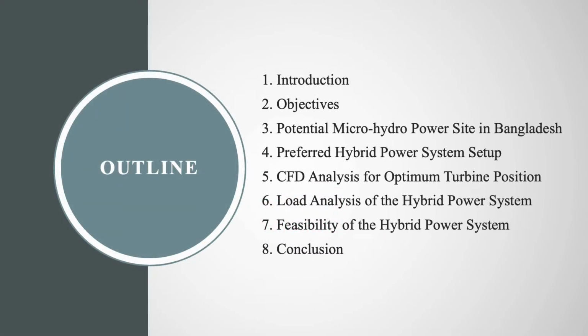In this slide, I have arranged the project outline in several sections and I will be brushing through these sections. The introductory part will give the basic overview of hybrid power system and micro hydropower. The objective section describes the main purpose of this project. Then comes the potential micro hydropower site in Bangladesh where this preferred project can be implemented in possible ways.